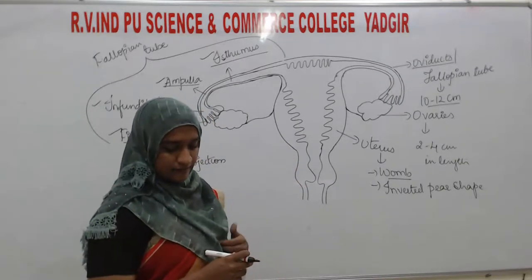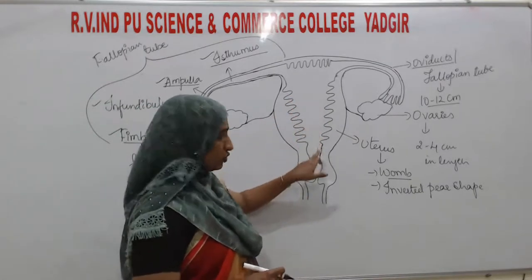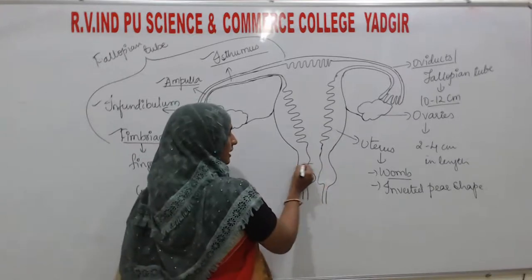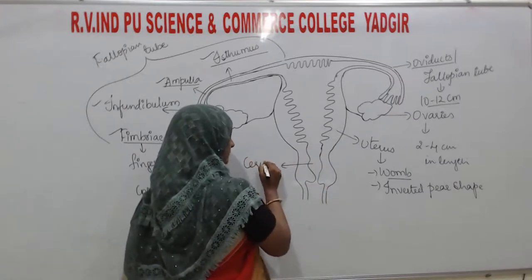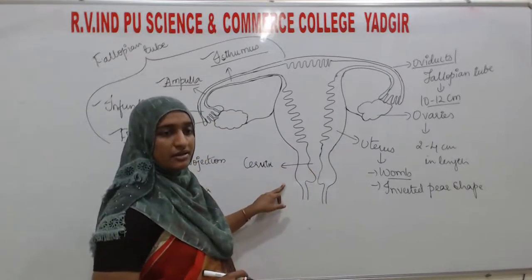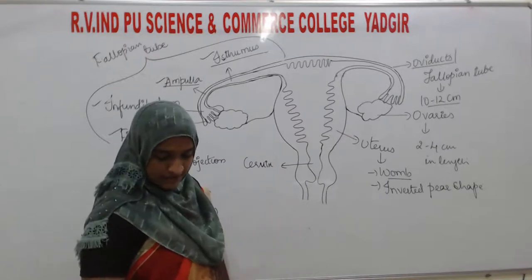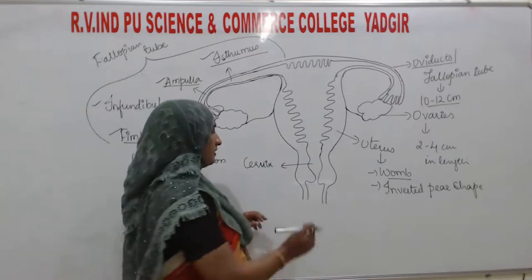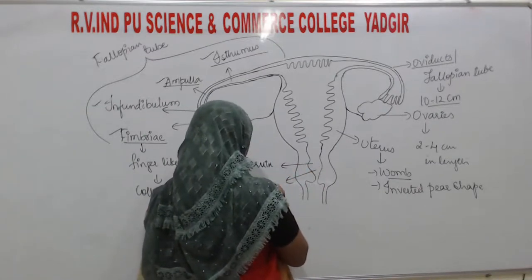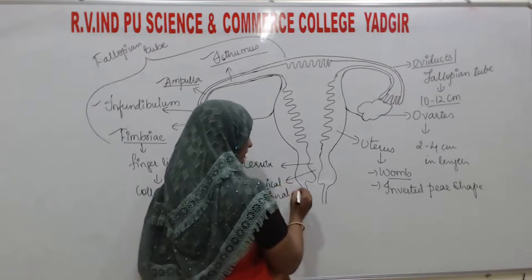Then, next, this is the uterus which opens into a canal, and this canal is known as the cervix. What is it known as? It is known as the cervix. And the cervix has a cavity, and that cavity is known as the cervical canal.